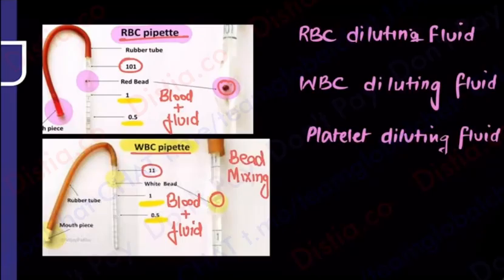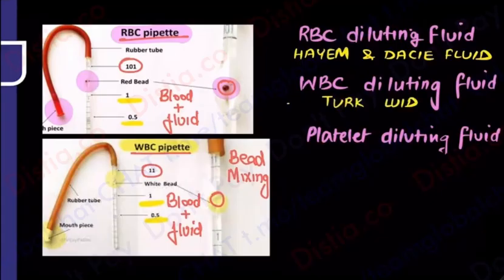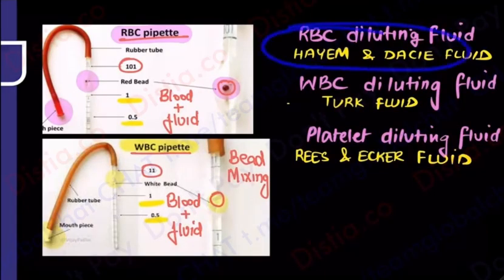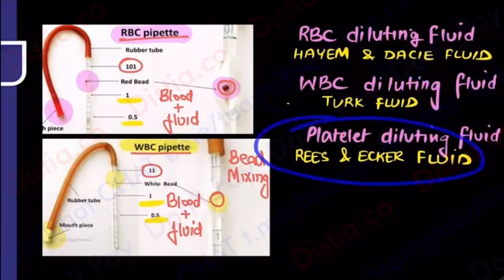Guys, for RBC dilution, we use the Hayem and Dacie fluid. For the WBC, we use the Turk's fluid. Very famous. Turk's fluid is used for WBC. Whereas for platelets, we use something which is to do with ammonium oxalate, and that is going to be the Rees and Ecker fluid. So please remember, for red blood cells, it is going to be the Dacie and Hayem or Hayem and Dacie fluid. For WBC, it is going to be the Turk's fluid, and for platelets, it is going to be the Rees and Ecker.